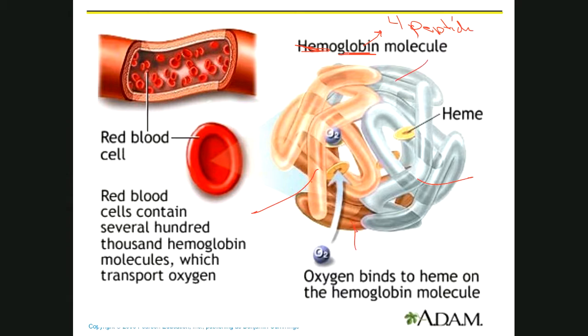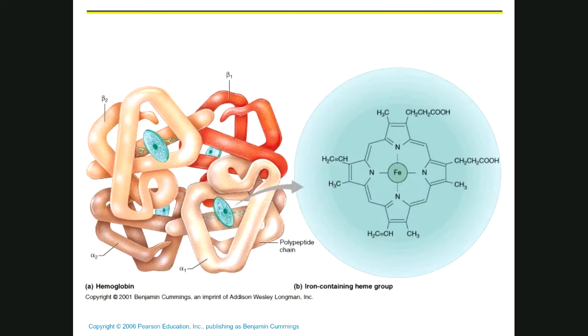4 peptide chains. And if you look in the center of each peptide chain, there's a little thing called a heme. So that's the heme part. That's a heme. That's a heme. That's a heme. There are 4 hemes per hemoglobin. And if you look at what heme looks like, it looks like this. So there's our heme right there and right there and right there and right there.